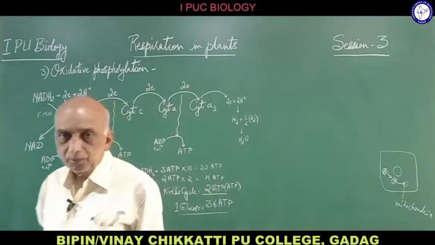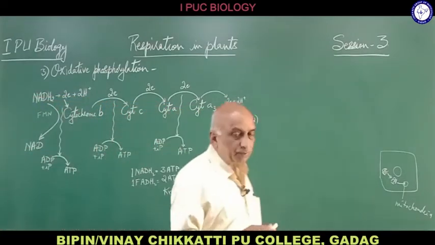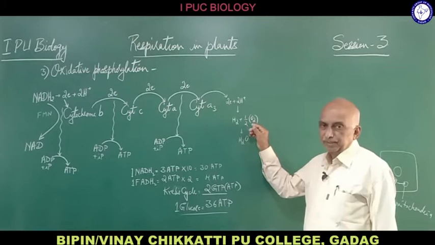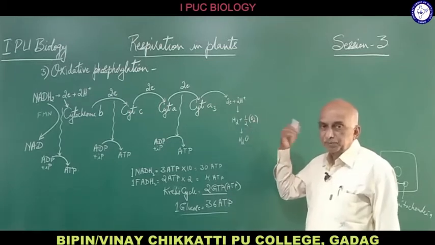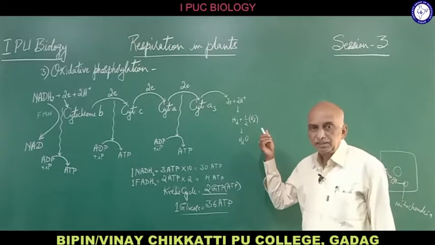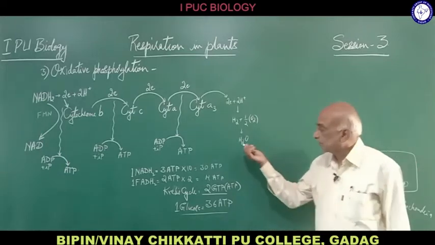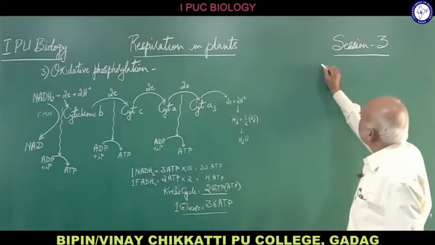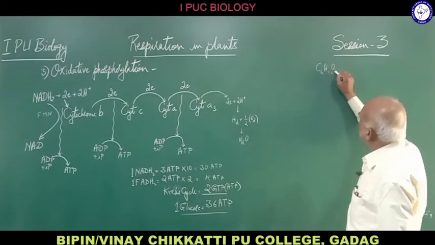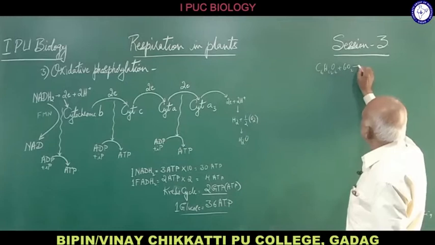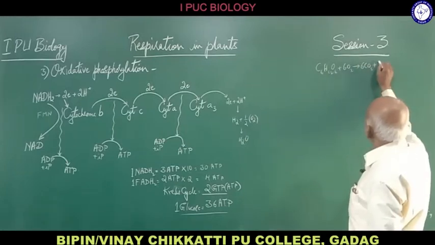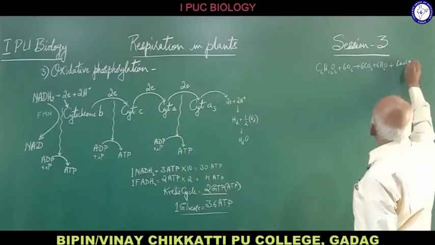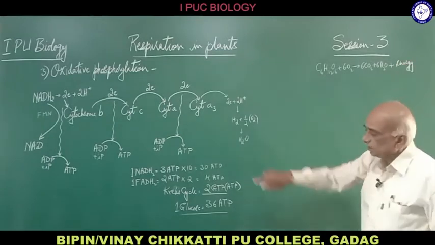If you go through the equation, C6H12O6 combines with 6O2. This is the 6O2 which is used here, and it gives rise to 6CO2. That 6CO2 is released during the Krebs cycle. 6H2O is produced, and energy is produced. To recall the equation, 6 oxygen is used, 6 CO2 is released, 6 H2O is released, and ATP energy is released in the process. This energy is nothing but the ATP molecule.